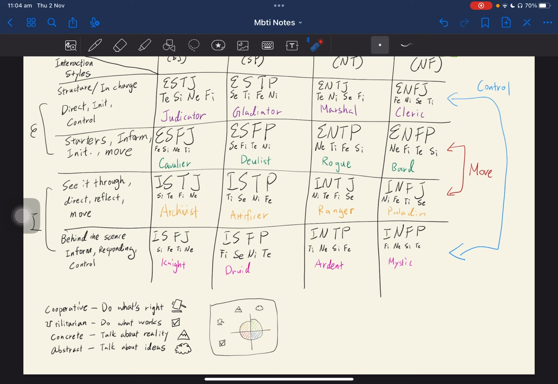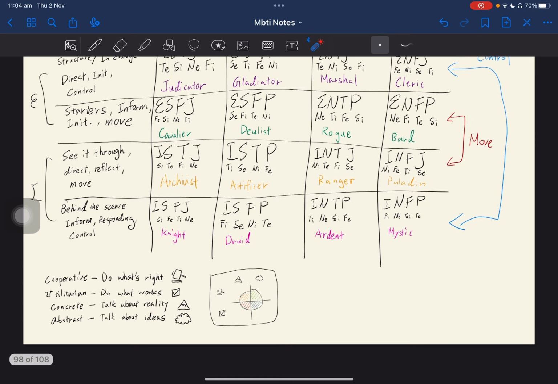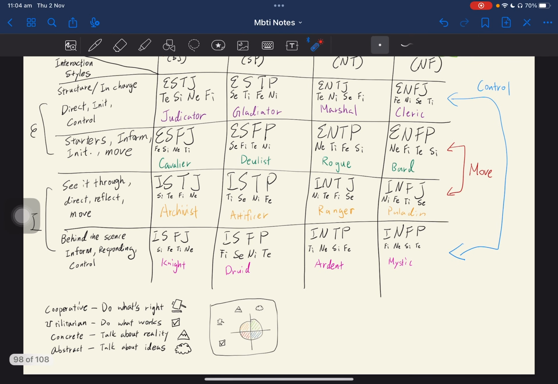Okay, so next is, am I a corrective or utilitarian? I am definitely leaning towards corrective. And am I a concrete or abstract? Do I talk about the reality or ideas more?